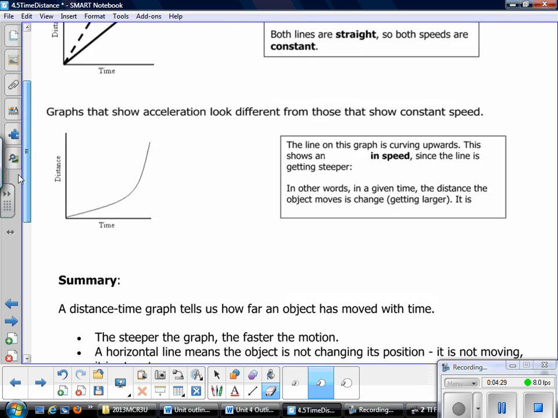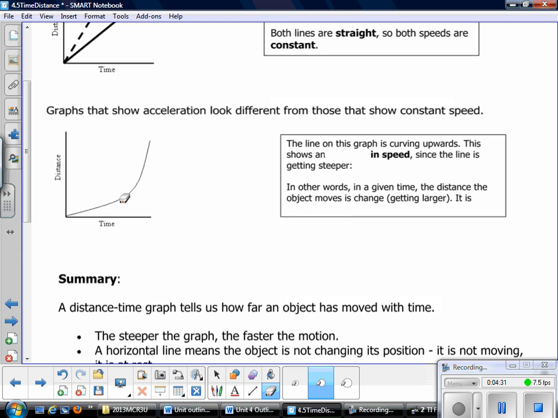Now sometimes we get a graph that is not constant, that isn't a straight line. This shows acceleration. It looks different, so it's different than constant speed. The line on this graph is curved upwards. This shows an increase in speed since the line is steeper. In other words, in a given time, the distance the object moves is changing. So there are infinite little slopes. It looks like maybe it was constant here, but then it changed. So it's getting larger, in other words, it's accelerating.